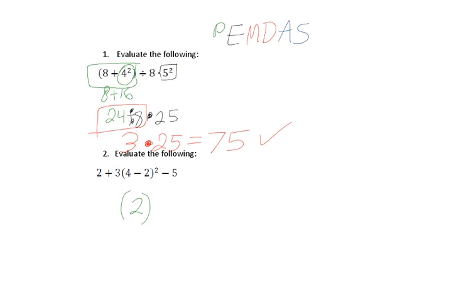Afterwards, you do see a 3 outside, and you do see an exponent 2. Well, the 2 is the exponent, so that has to come next. And 2 exponent 2 is 4. What can happen now is that 4 can multiply by 3 to become 12. But don't forget, we still have the 2 plus and the minus 5. So 2 plus 12 is 14. 14 minus 5 is 9.